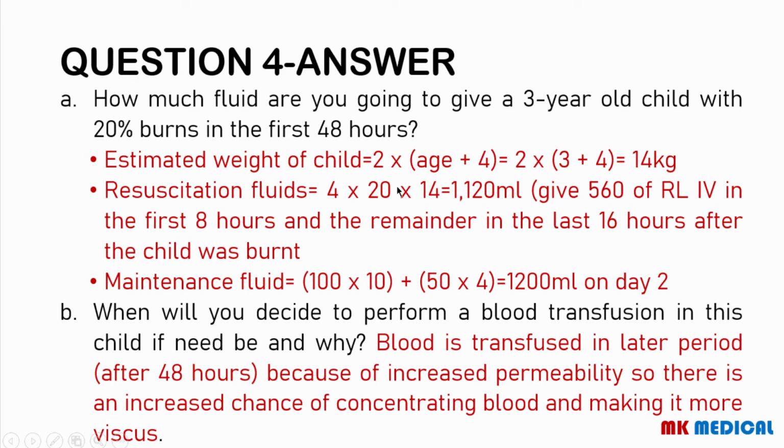So 4 multiplied by 20 multiplied by 14. 4 by 20 multiplied by 14 gives you 1,120. So half of this, which is roughly around 560 mils, is going to be given in the first 8 hours from the time the child was burnt. Not from the time the child presented to the hospital, but from the time the child was burnt. Then the remainder is going to be given in the last 16 hours.